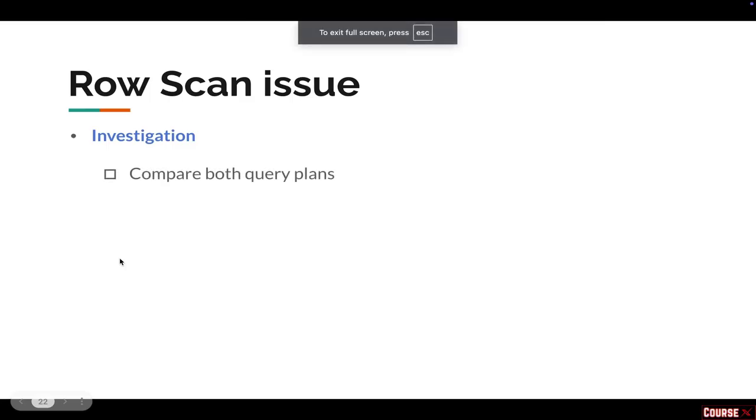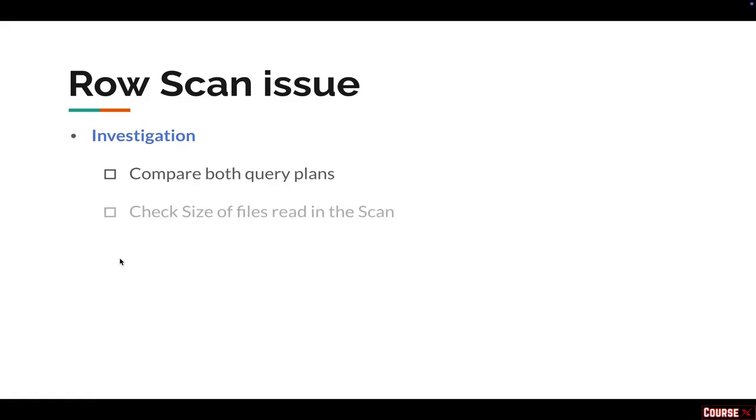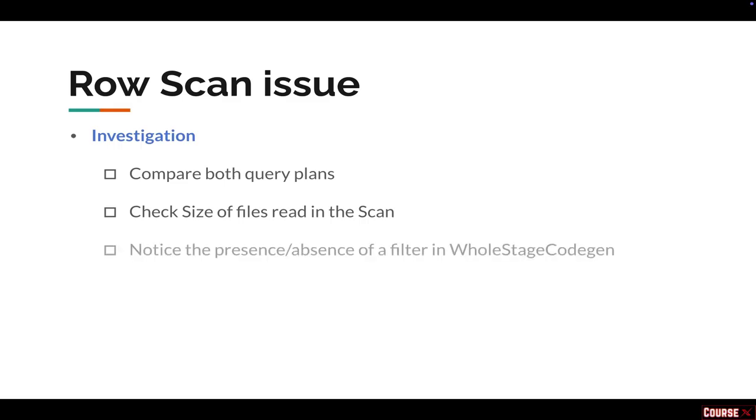Compare both query plans. So we have compared both before and after optimization query plans. Check size of the files read in the scan. So we have checked that while reading from unpartitioned data, it was reading 320 million records, but from partitioned data, it is reading only 16 million records. So the number of records are very less, and the number of files are also very small. So previously it was reading 8,500 files, but now it is reading 429 files. Notice the presence and absence of filter in whole stage code gen.